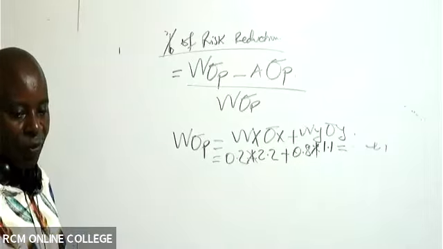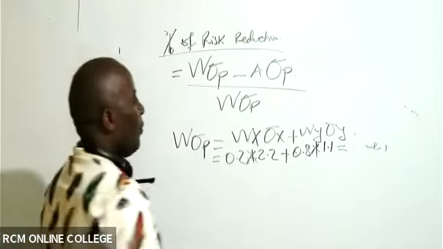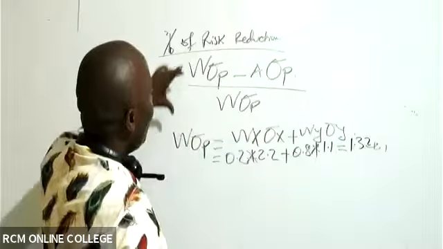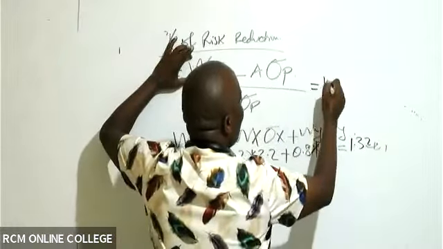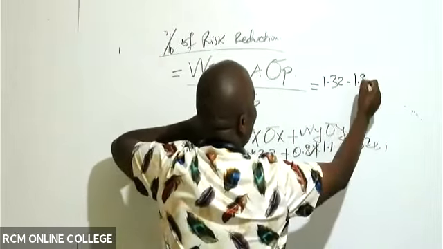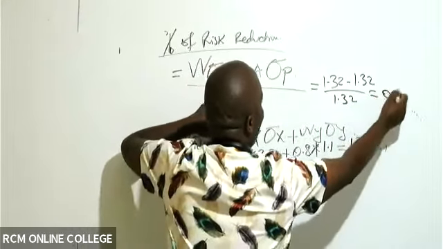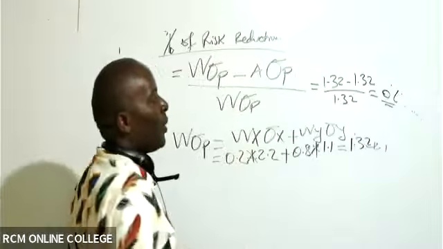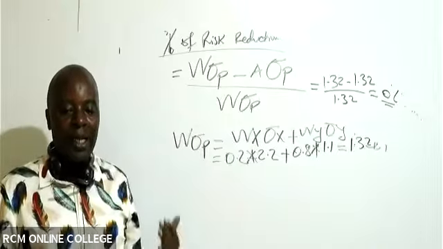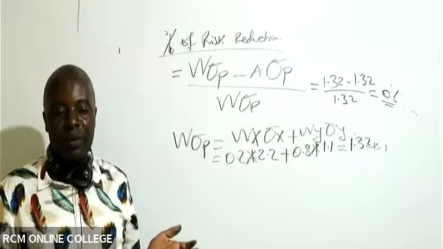The weighted standard deviation of the portfolio. Please give me answers. 1.32, thank you very much. So now we subtract: the weighted standard deviation of the portfolio 1.32 minus the actual standard deviation of the portfolio 1.32, all over the weighted 1.32. You have reduced 0%. You have not reduced anything, in terms of risk.